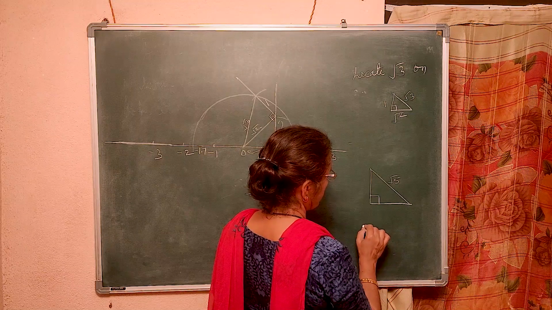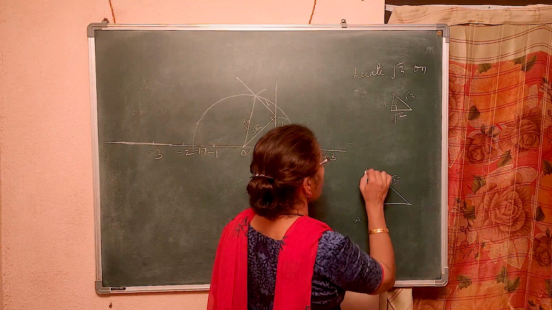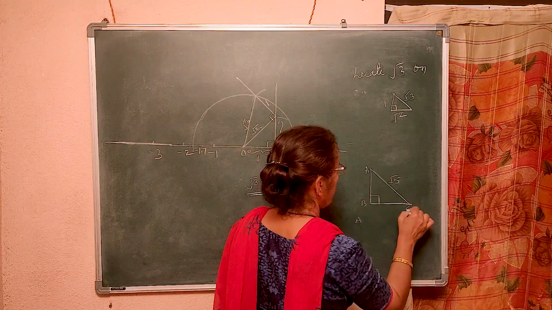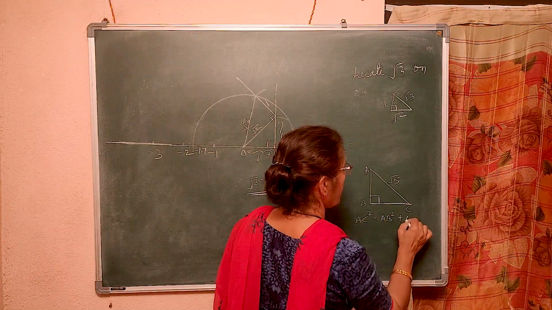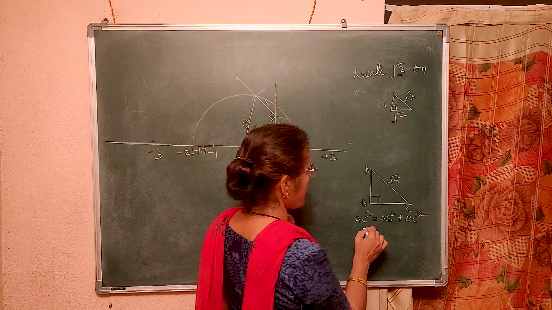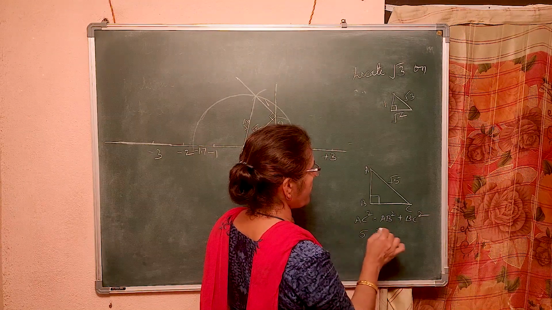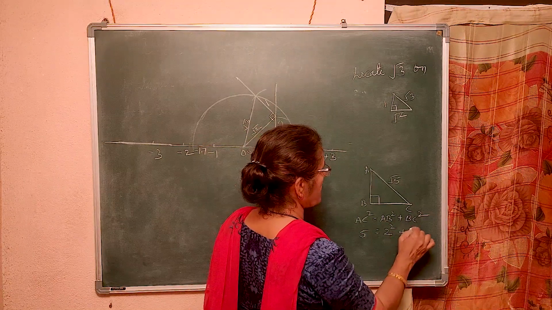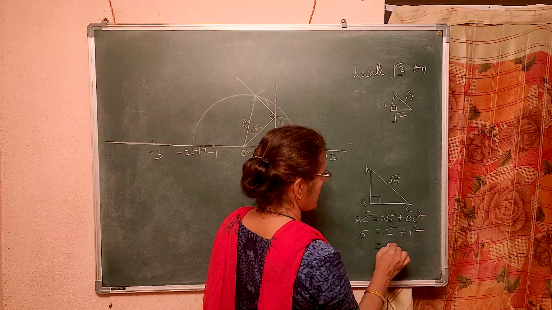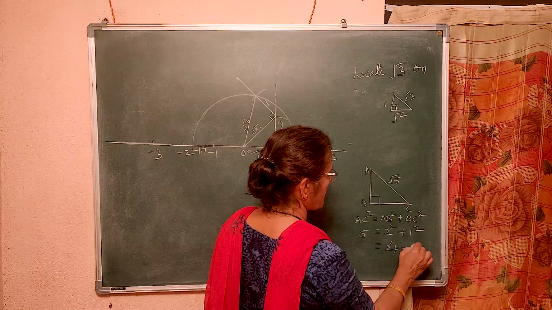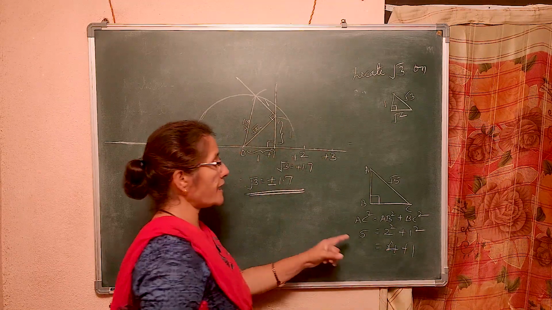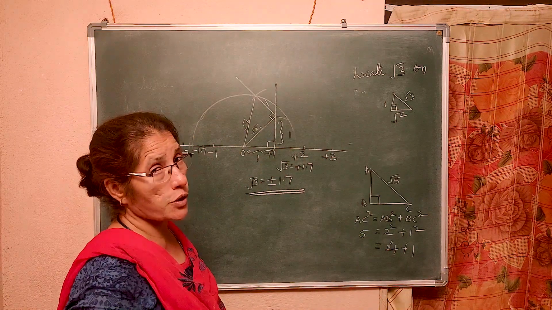Think that here AC square is equal to AB square plus BC square. You have to get AC square as 5. So, what can you think? 2 square plus 1 square. Is it possible? Yes. 2 square is 4 plus 1, 5. So, square root of 5 is its square root.